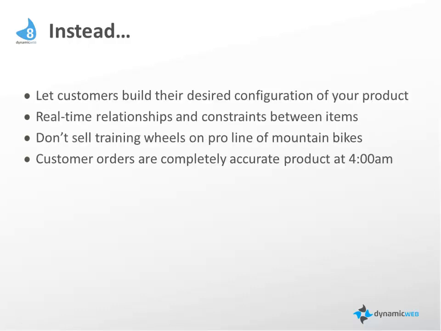Instead, we want to let your customers build their desired configuration of your product and have it accurate every time. And we do this by offering real-time relationships and constraints between items. For example, we wouldn't want to allow selling kids' training wheels on the professional line of mountain bikes. That's a constraint that doesn't make sense. So customer orders should be completely accurate. The customer can place it at 4 a.m. while your sales team is enjoying a good night of sleep.